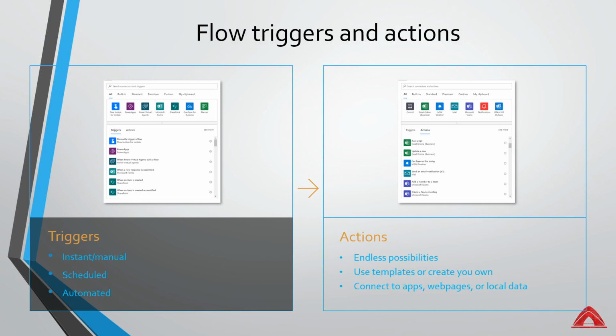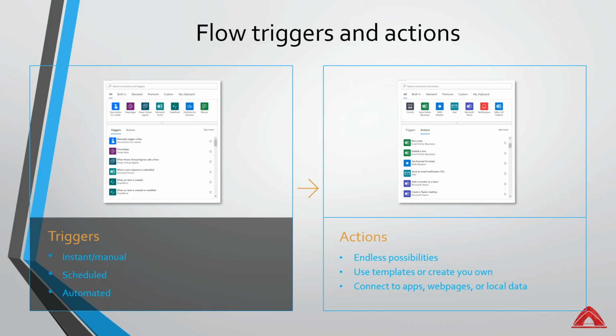Then there's the scheduled triggers, like getting a to-do list sent to you every morning. This will occur at the time and frequency that you specified. And finally, there are automated triggers, based on events that happen in other apps or in cloud-based services. For example, you could be alerted every time your company or even your product is mentioned on Twitter.